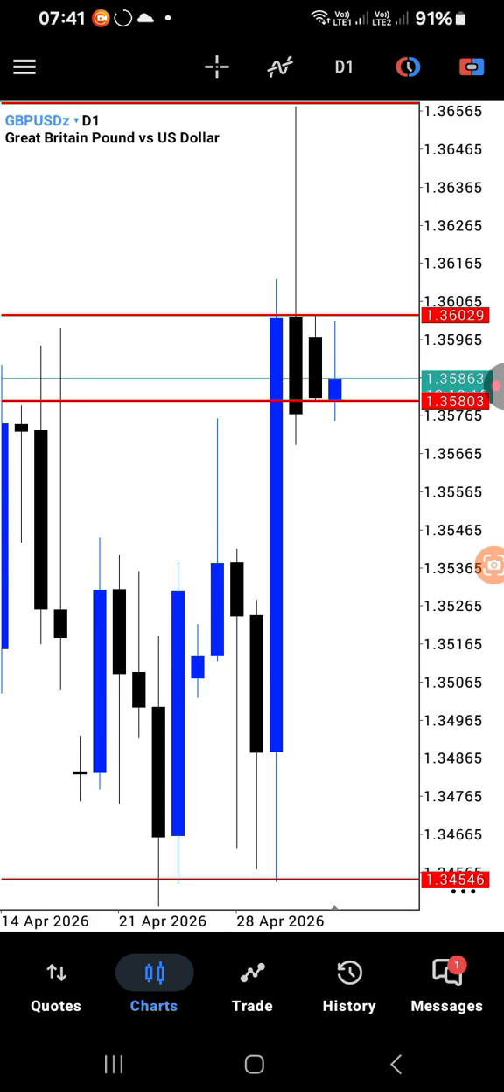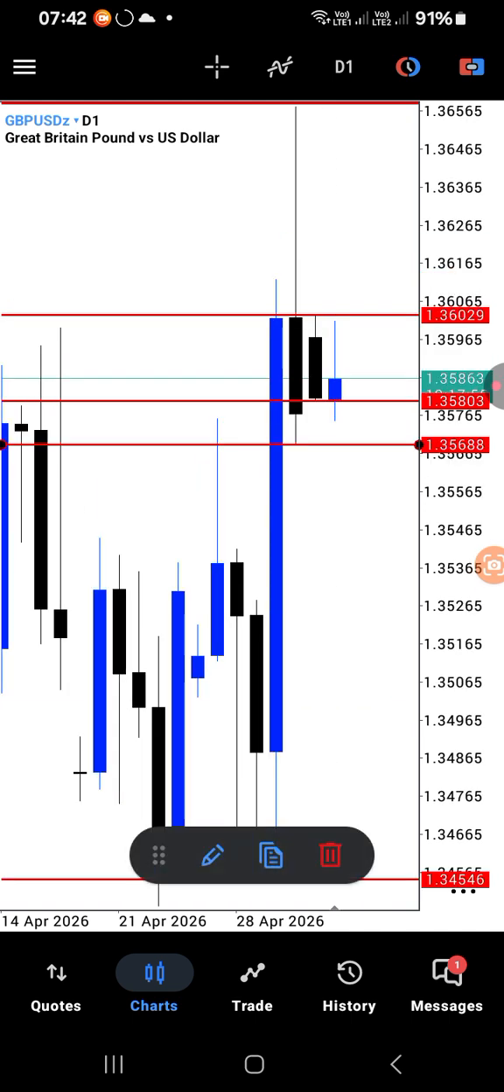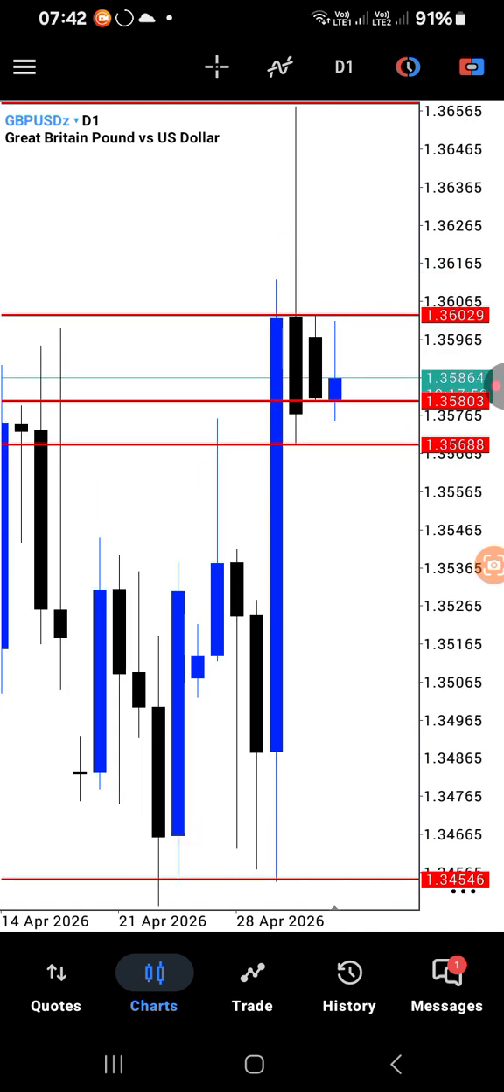Okay, now what you can see is that the lowest point of Friday's low has been taken out. Okay, now because Friday's low has been taken out, we adjust it to Thursday's low. Thursday's low is this point here. This is the Thursday's low.